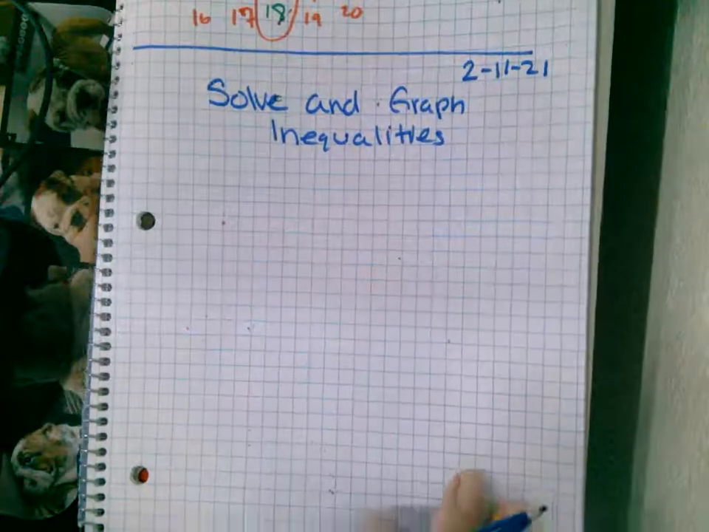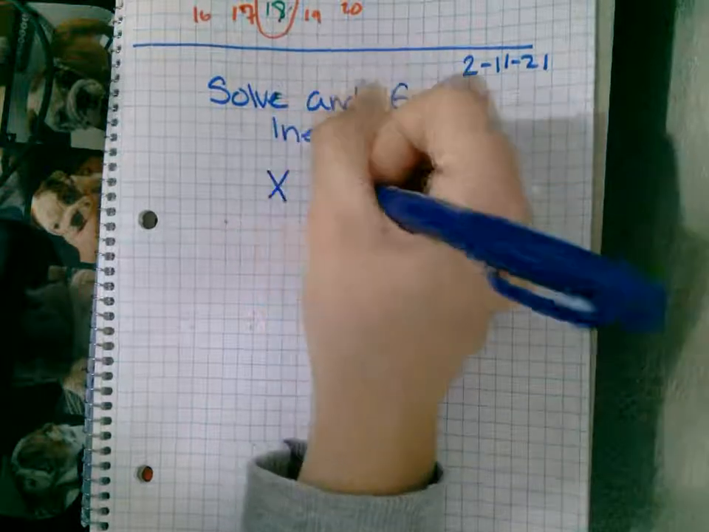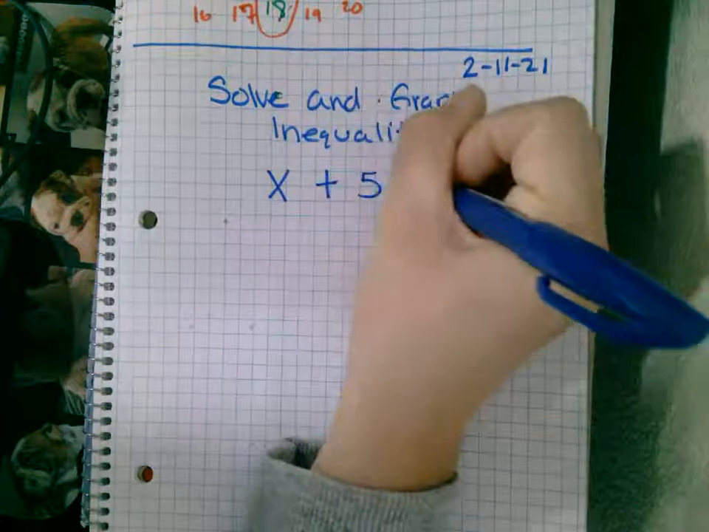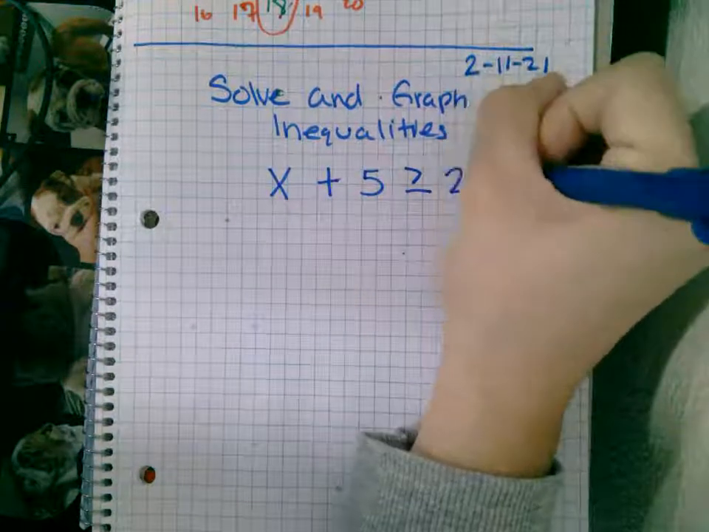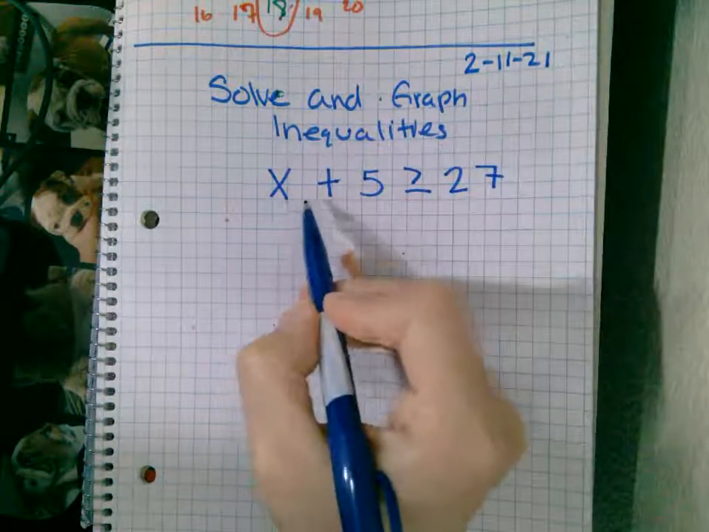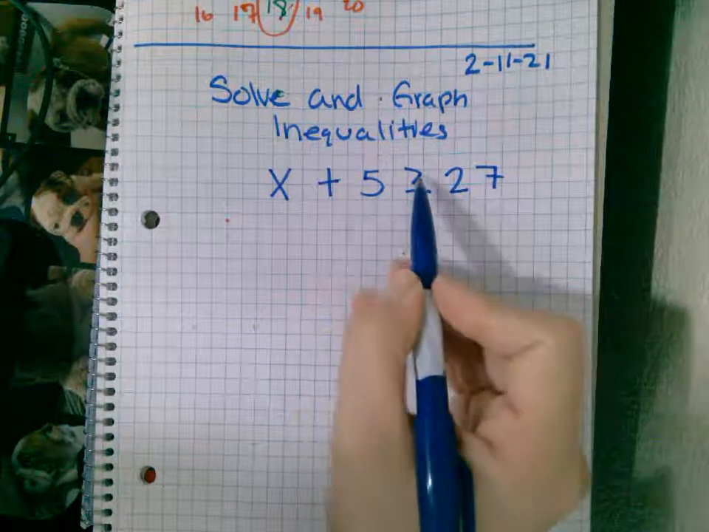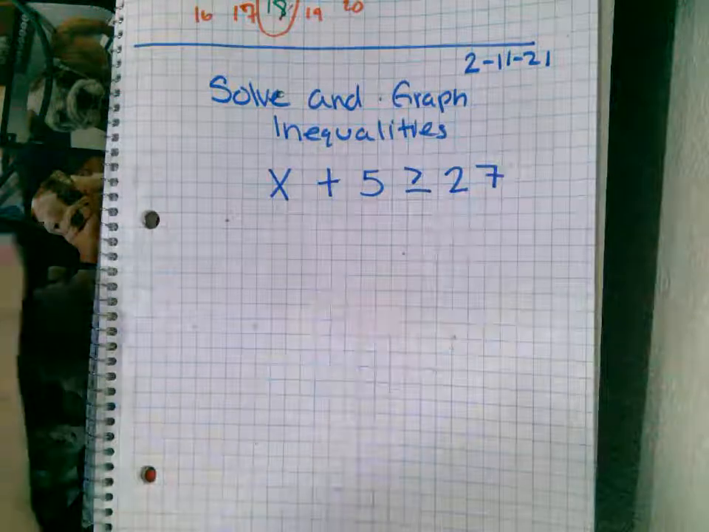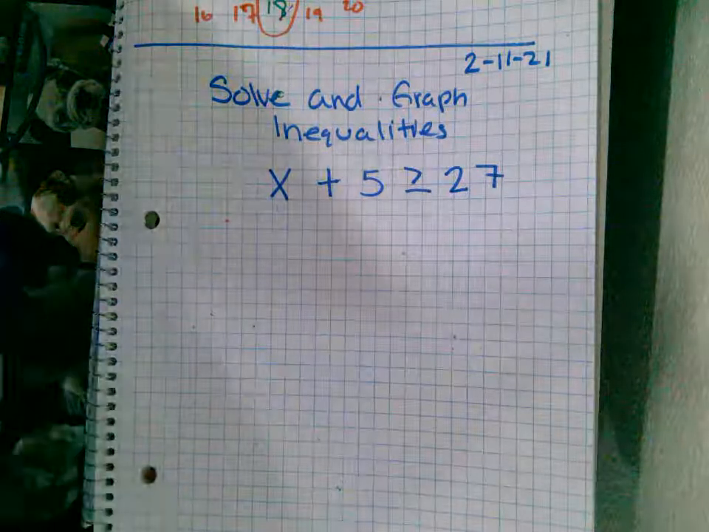So let's get started. We're gonna have an inequality that we need to solve. So we're gonna start off with this first problem. X plus 5 is greater than or equal to 27. So everybody copy this down.